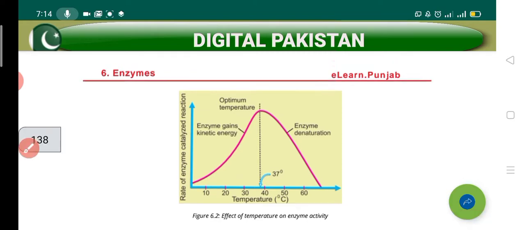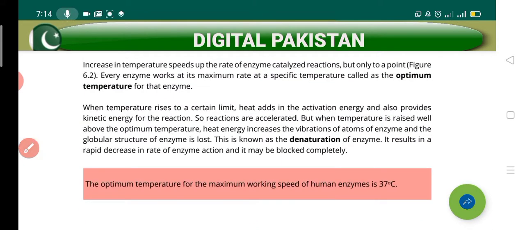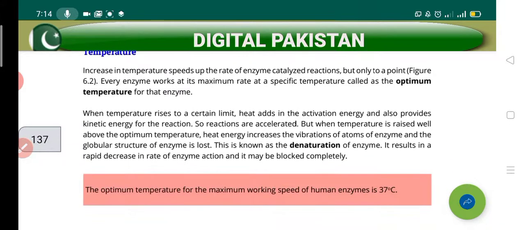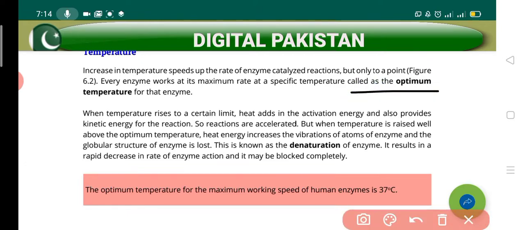So let's see from the book what they are explaining. You can see here, students, that an increase in the temperature will speed up the rate of the enzyme-catalyzed reaction, and the optimum temperature is the one at which the enzyme performs the maximum work. When the temperature rises to a certain limit, the heat adds to the activation energy, and it provides kinetic energy to the reaction, and the reaction is going to accelerate itself.